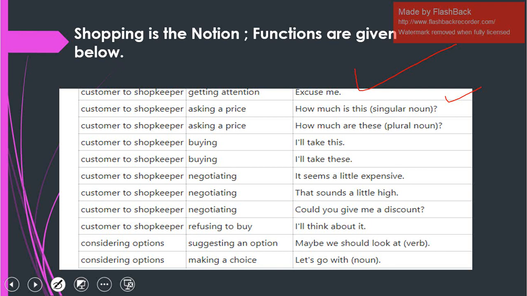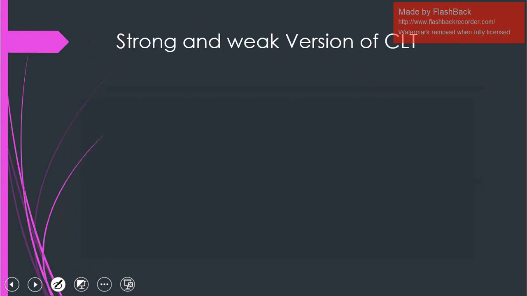Negotiating, I mean, you can use different sentences for a single function. "Could you give me a discount?" is a direct method. Refusing to buy: "I'll think about it." Suggesting an opinion: "maybe we should look at," or "let's go with," making a choice. So different functions are performed, but the Notion would be the same.